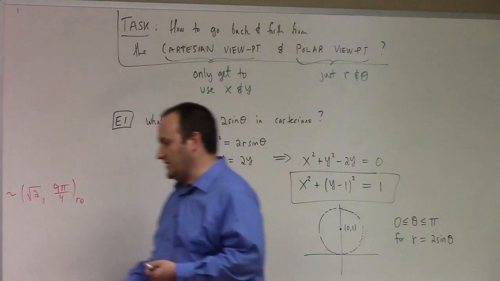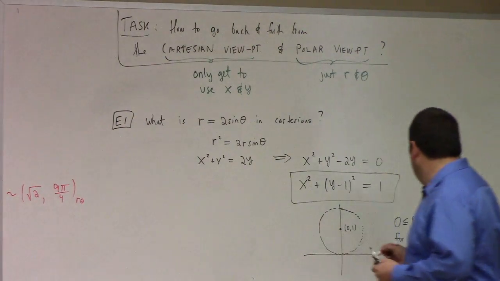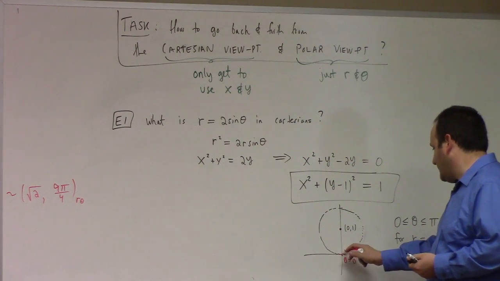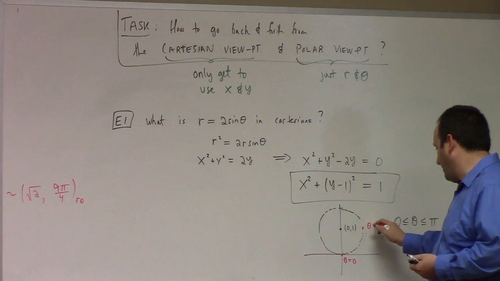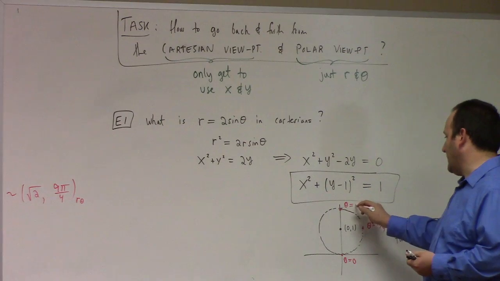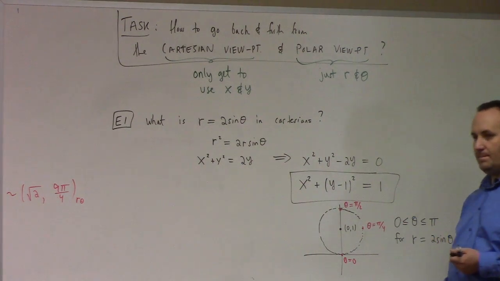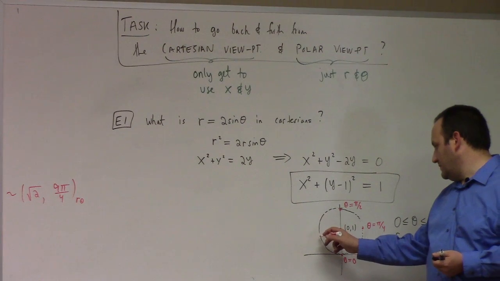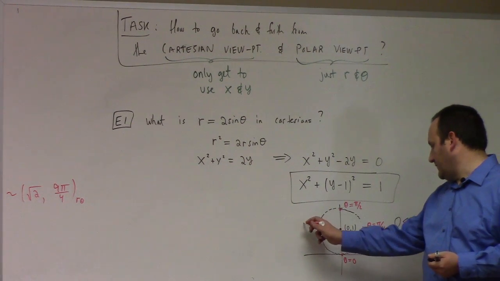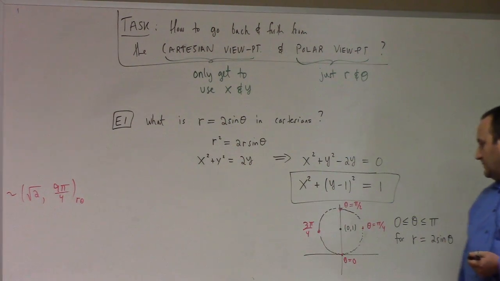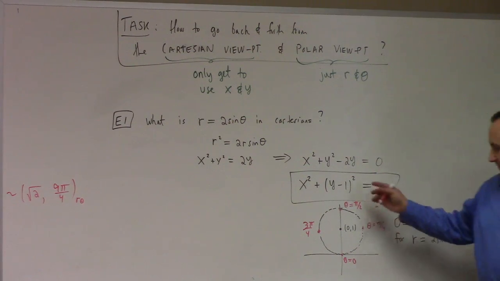So here's your theta equals 0, right? Theta equals pi over 4 is like here. Up here is theta equals pi over 2. And then this is going to be, of course, 3 pi over 4, if you think about it geometrically. And so by the time I get to pi, I've gone all the way around the circle.